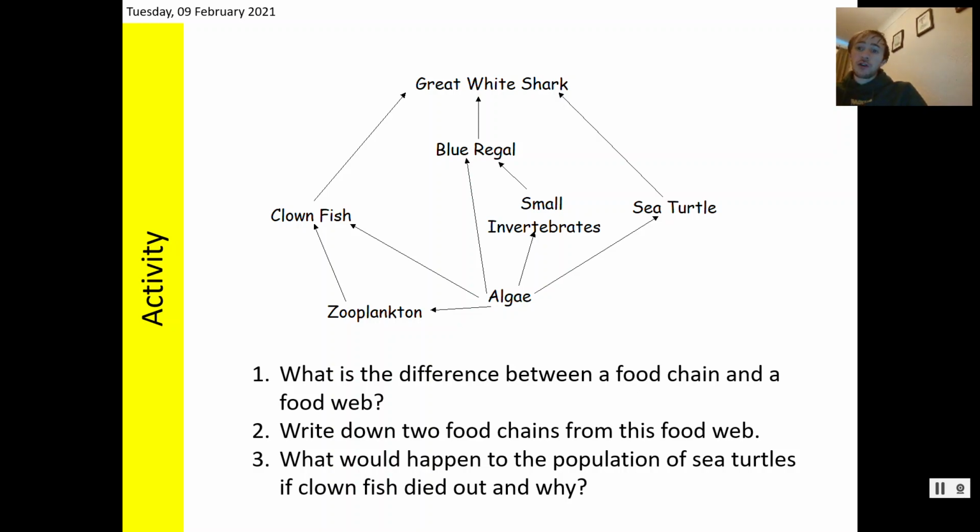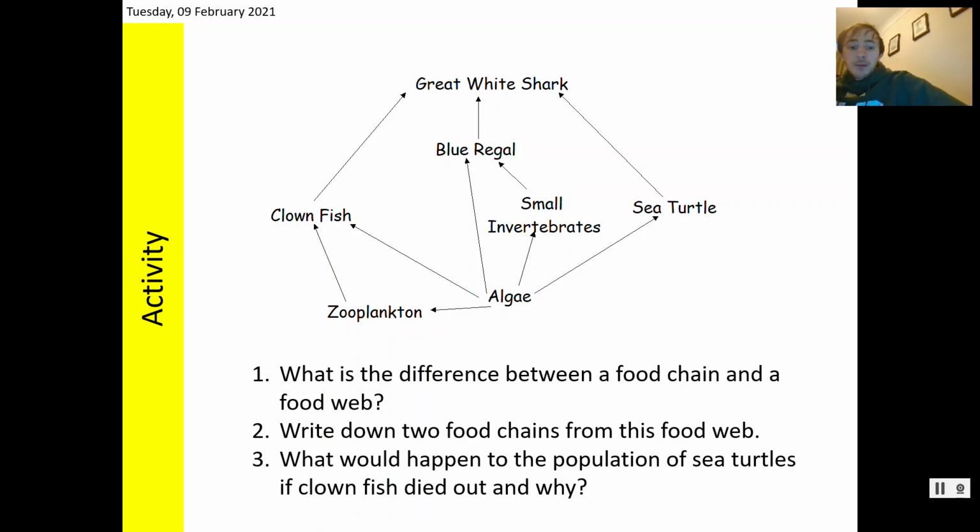So every single one of your food chains should include algae at the bottom and great white shark at the top. Classic mistake: they like to lay it out like this, so the primary consumer is just below the producer. Everyone reads that as zooplankton, algae, small invertebrate, blue regal, great white shark. So if you wrote zooplankton first for either of your food chains, be careful and watch where the arrows are going. You'll notice that the algae is the only organism from which arrows are coming out and not going in. So that must be the producer.